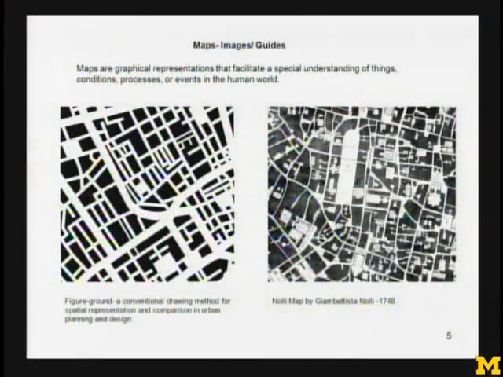I want to first talk about the notion of the map and redefining it. First, defining it. According to J.B. Harley and David Woodward from the History of Cartography, maps are graphical representations that facilitate a spatial understanding of things, conditions, processes, or events in the human world.